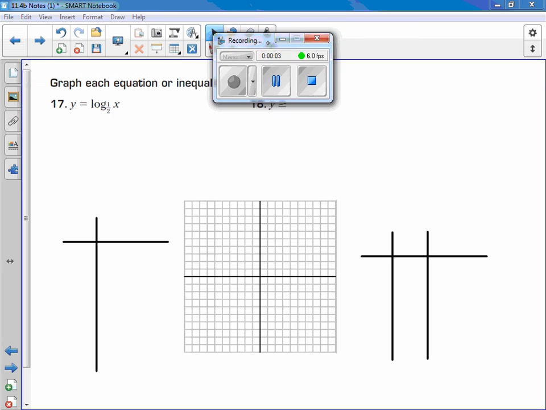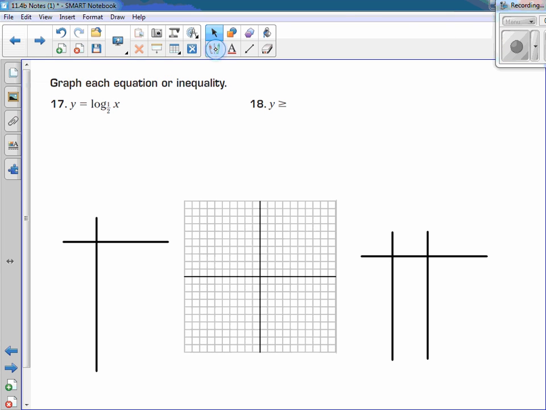All right, learning target 10. We have graphed exponential functions. Remember, logarithms are inverses of exponential functions, and so we're going to graph logarithmic functions today. All right, so for the first one, you have y equals log base 1/2 of x.